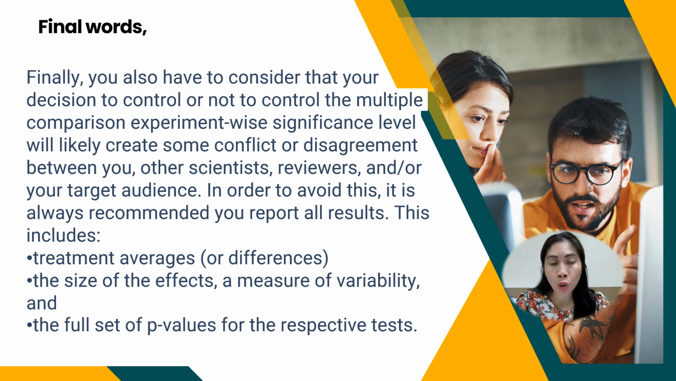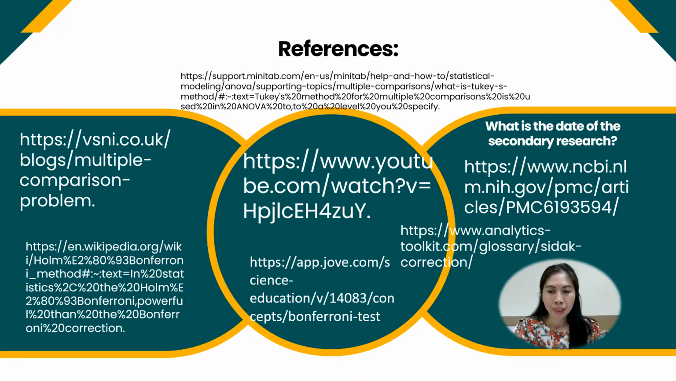Finally, you also have to consider that your decision to control or not to control the multiple comparison experiment-wise significance level will likely create some conflict or disagreement between you and other scientists, reviewers, and or your target audience. In order to avoid this, it is always recommended that you report all results. This includes the treatment averages or differences, the size of the effect, the measure of variability, and the full set of p-values. Lastly, I want you to check out these references.